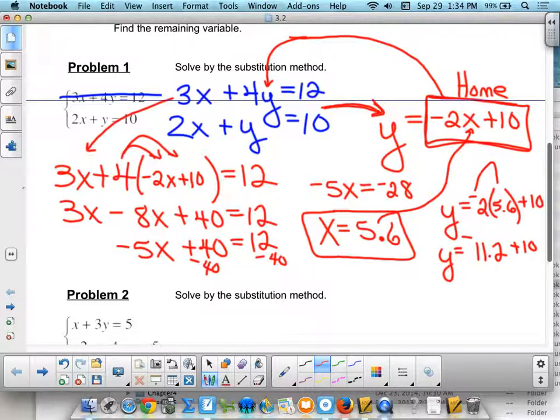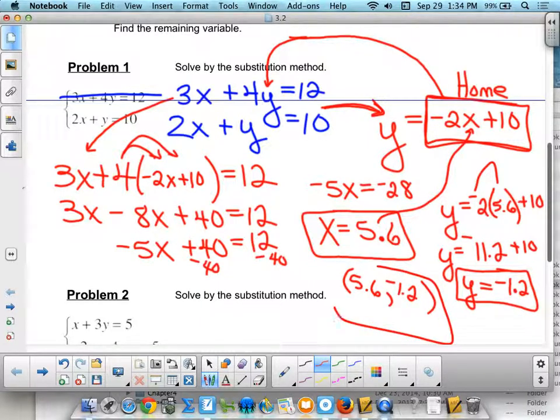Y is what? 21.2. No, negative 1.2, yes. Okay. Now, try to remember this. All we're really doing is finding the intersection point. Since it's a point, can we just say it as an ordered pair? As an ordered pair, what's the solution? 5.6, comma, negative 1.2. Yep. This is the solution. Okay?